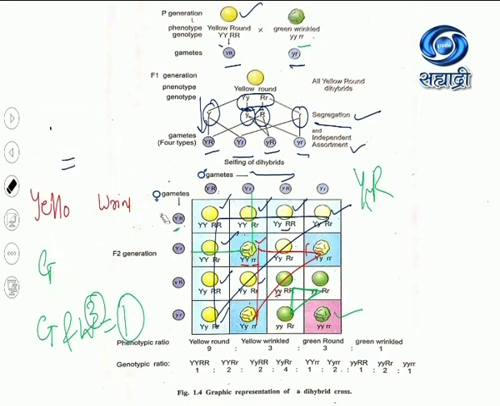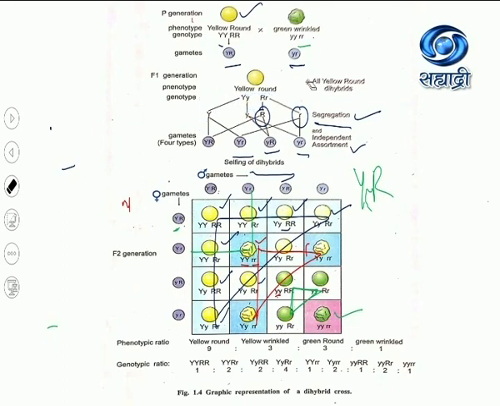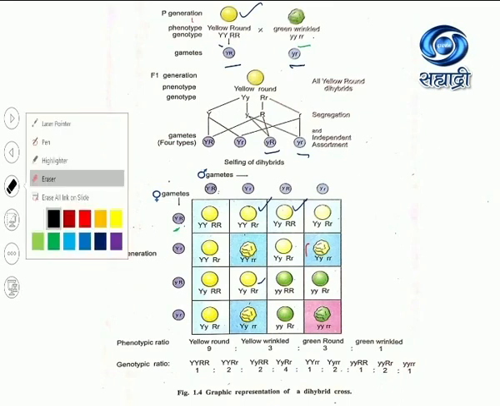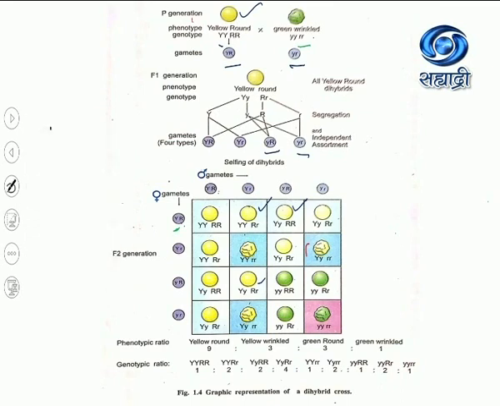Genotypic ratio, I'll just erase all this so that you come to know about the genotypic ratio also. We'll clear everything. Genotypic ratio means the genetic constitution. That also I'll try to explain. Look at the chart once again. How many plants are produced in the F2 generation altogether? We have produced 16 plants. So let us see the 16 plants.